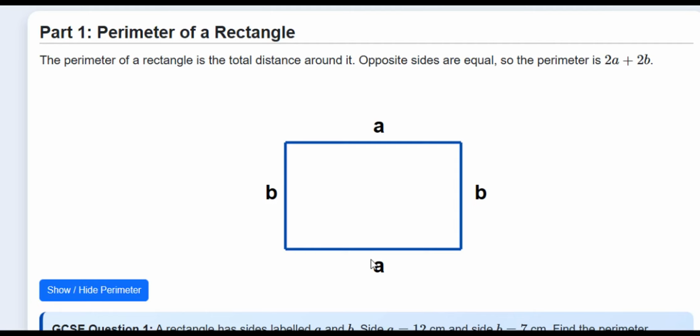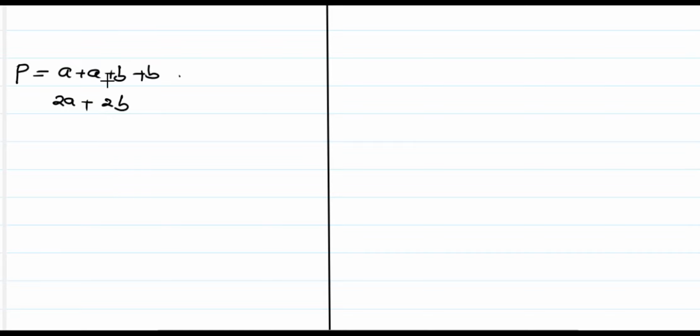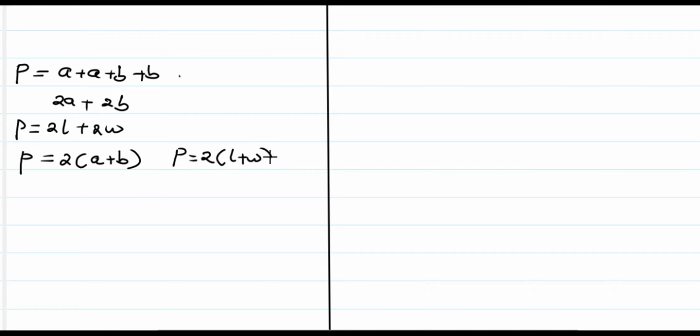In the same way, if we put here L as the length and here W as the width, then perimeter P will be given by 2L plus 2W, like that. But you see also the 2 is common, whether we use A and B or length and width. So I can also say perimeter P is given by twice into A plus B, or perimeter P is given by twice into length plus width. Whatever method you choose to use is just the same.